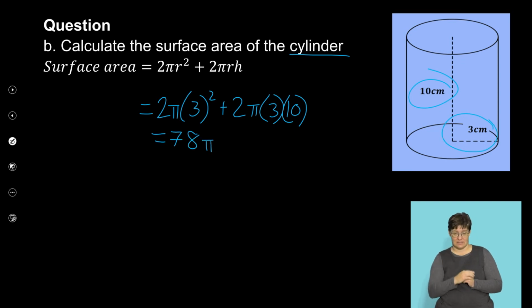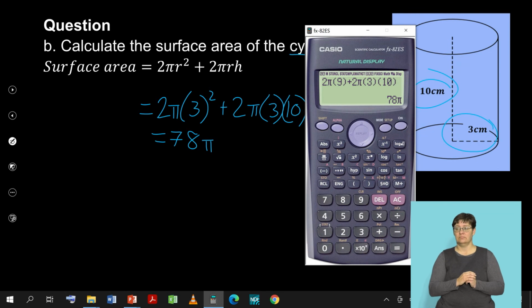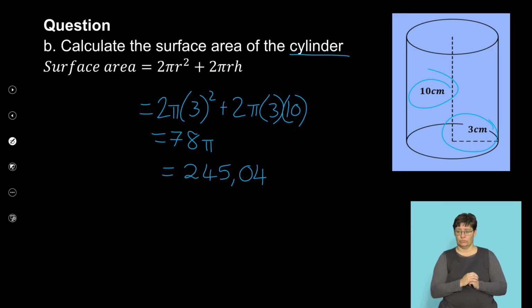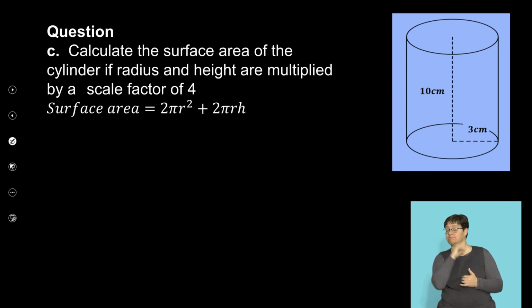And if I simplify this to the second decimal place, it's going to give me 245,04. So my surface area of my cylinder is 245,04 centimeters squared. So let's look at C. We're now asked to calculate the surface area of the cylinder if the radius and the height are multiplied by a scale factor of 4.